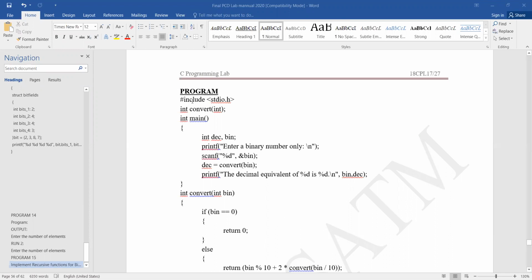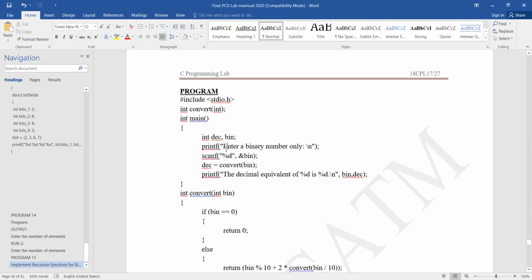This is the program for binary to decimal. Here I consider include stdio.h. Before the main function we are declaring that convert function. The type of the convert function is int because it returns an integer value, and the type of the parameter is also int. Next we are considering the main function. Inside the main function we are declaring dec and bin, where bin is the binary number and dec is the resultant value, the decimal number.